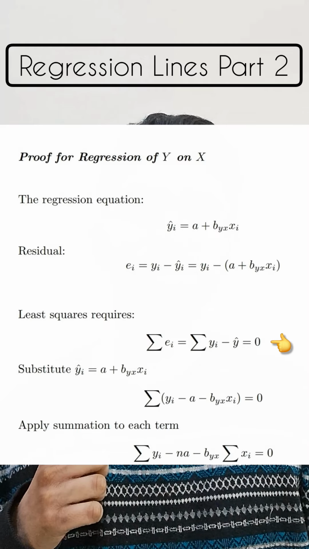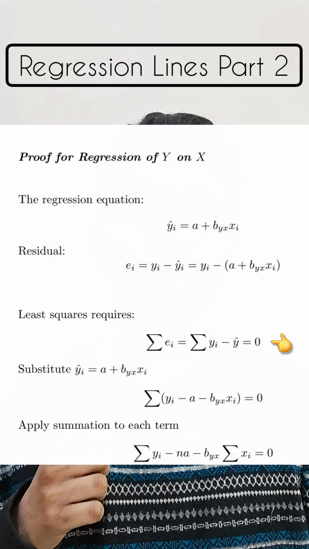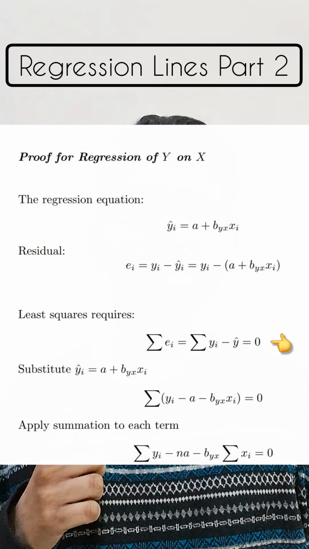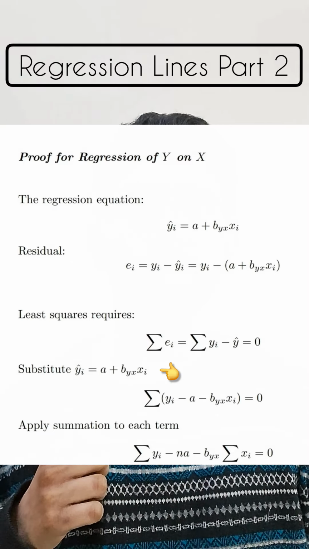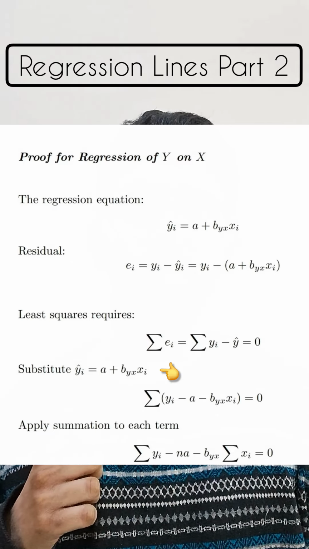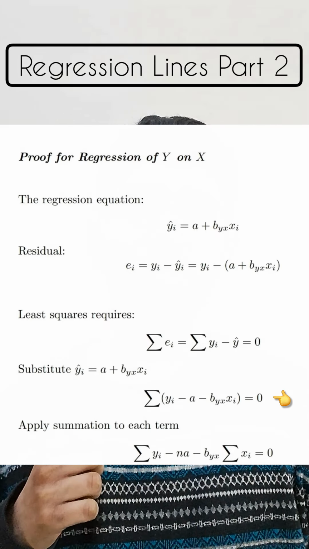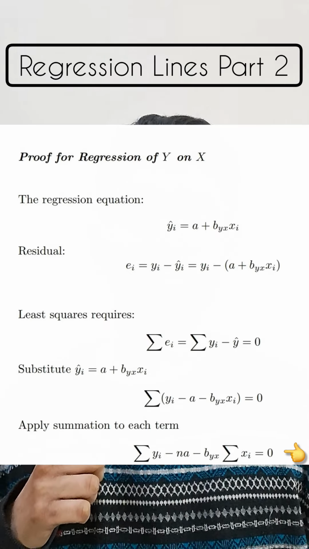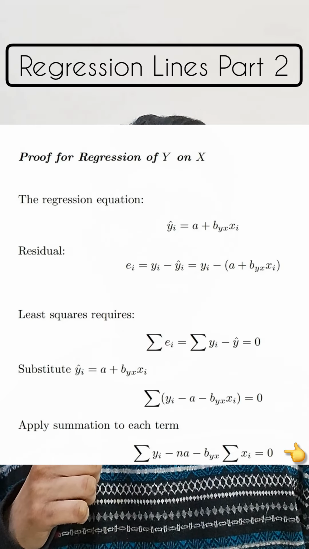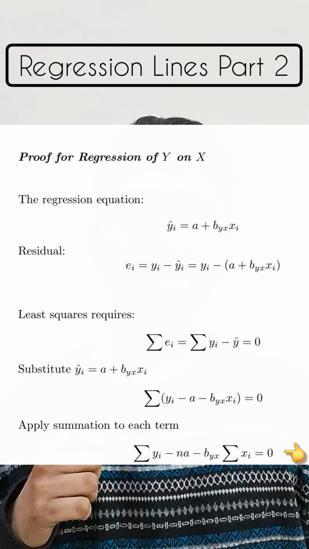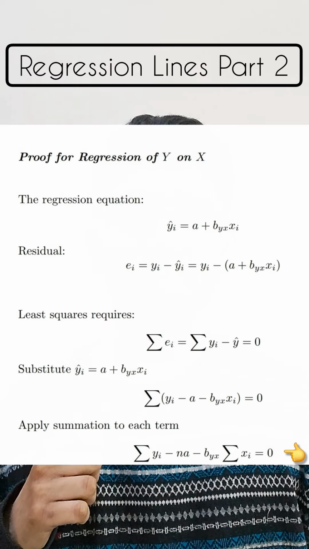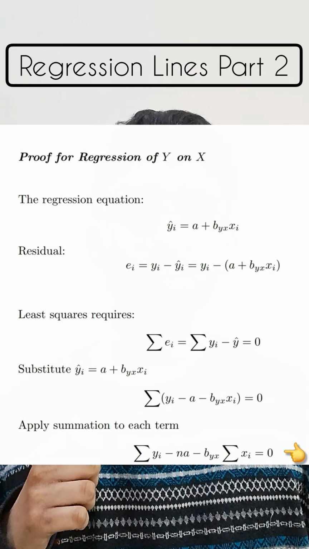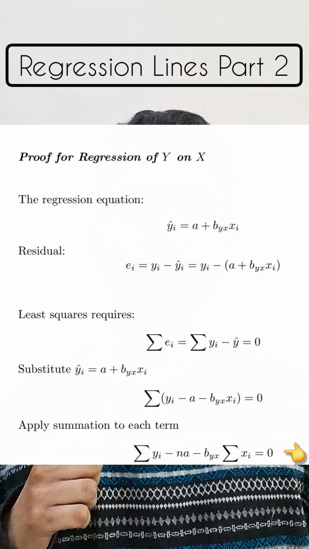Using the least squares method, one of the normal equations obtained is the summation of residuals is equal to 0. Now we can substitute the formula for y hat and the equation will look like as shown on screen. Then we will apply summation to each term and will get summation yi minus na minus b subscript yx into summation of x is equal to 0.